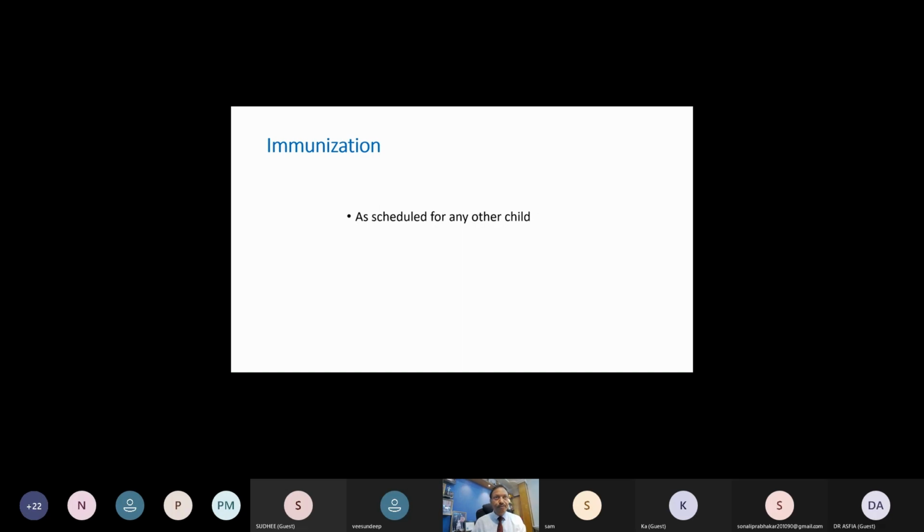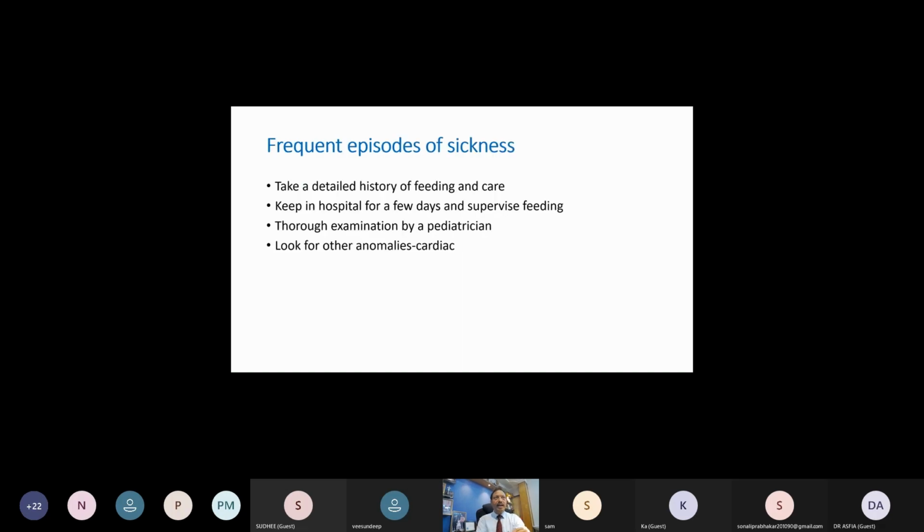Immunization should be as scheduled for any other child. If the patient is having frequent episodes of sickness, then take a detailed history of feeding and care. Keep in a hospital for a few days and supervised feeding. Thorough examination by a pediatrician should be done, and other anomalies, especially the cardiac anomalies, should be looked for.